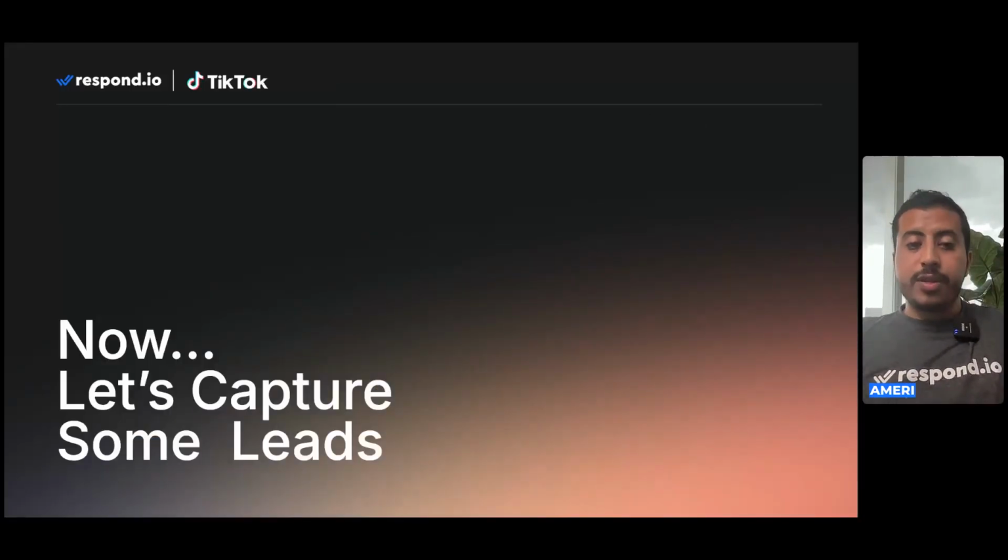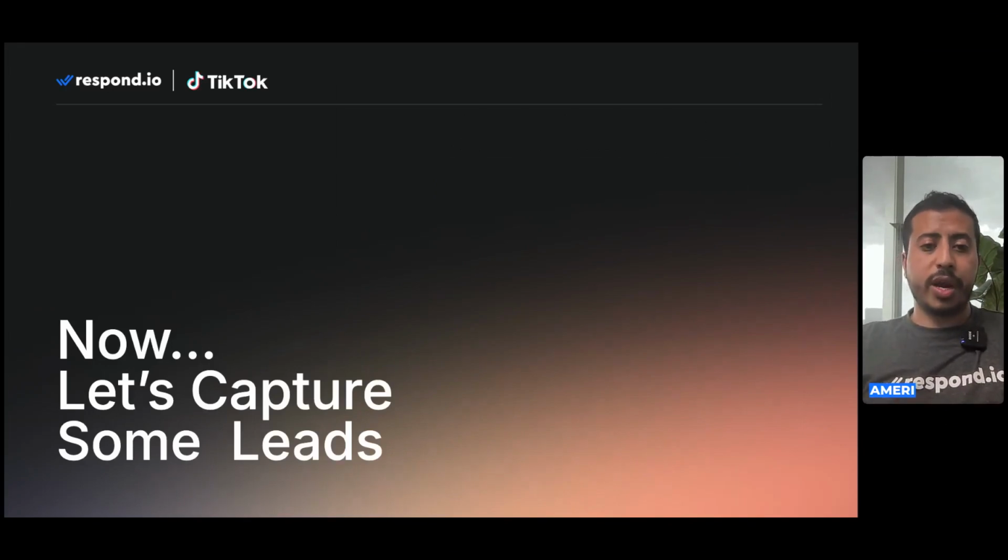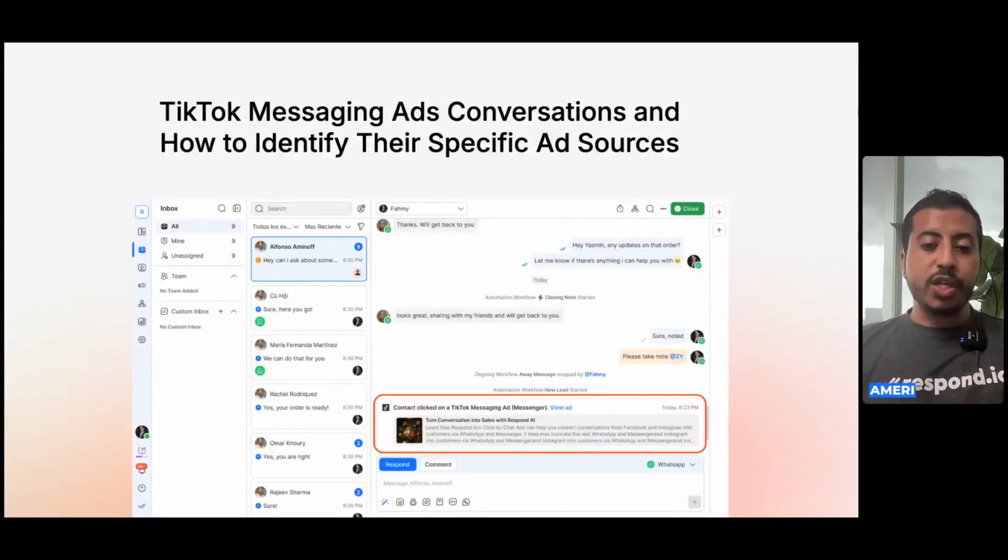Okay, now after the integration is done, basically that's it. You can start receiving your conversations into Respond.io, and your agents, your teams can start handling the conversations. But wait, how will that look like? How can my team identify and understand which lead came from which ad, and how can they manage them and personalize the messaging?